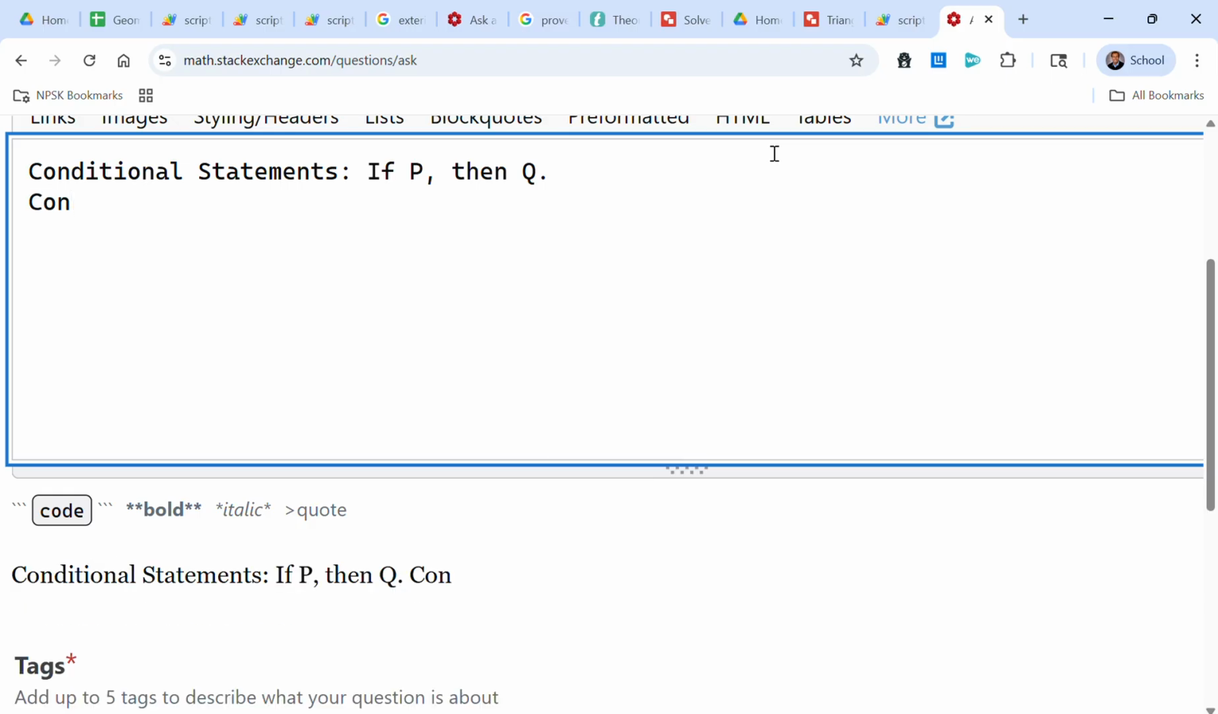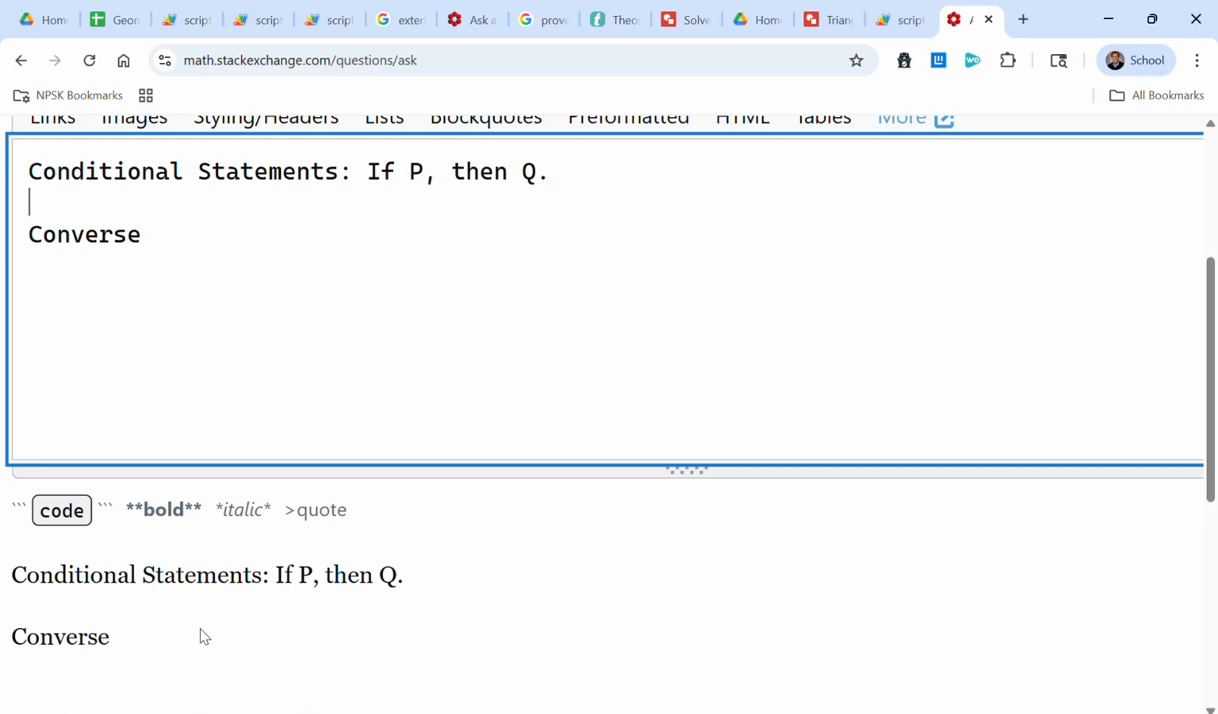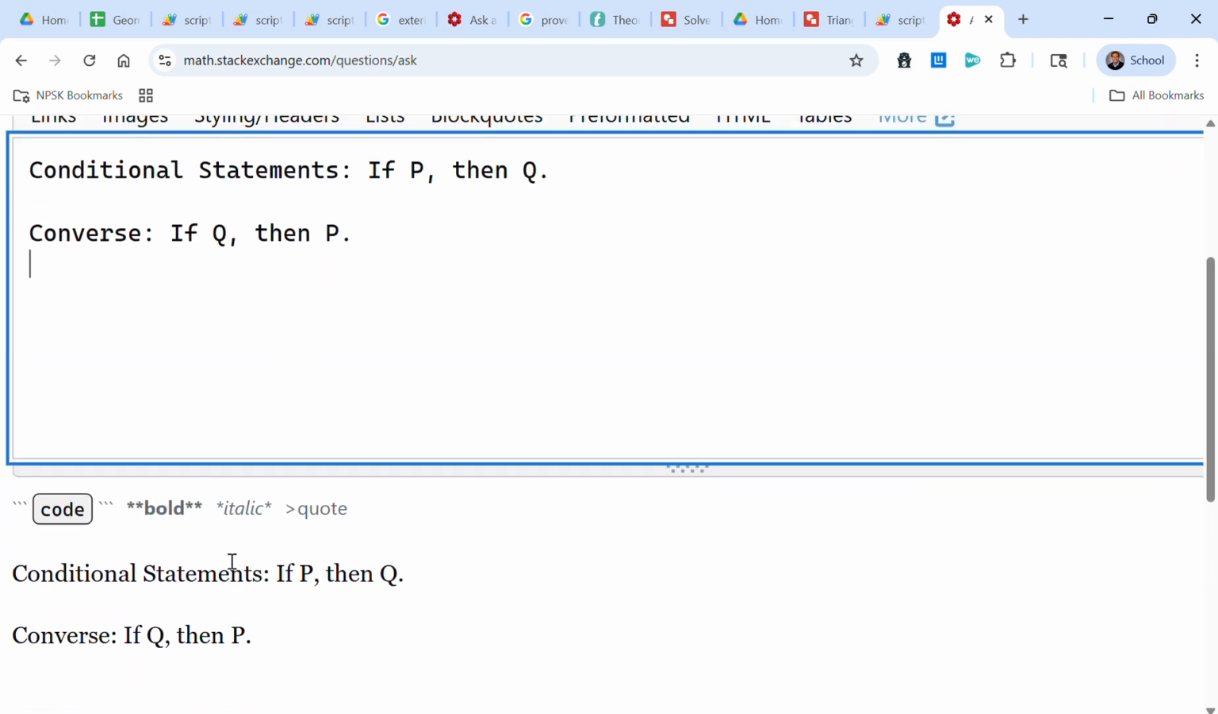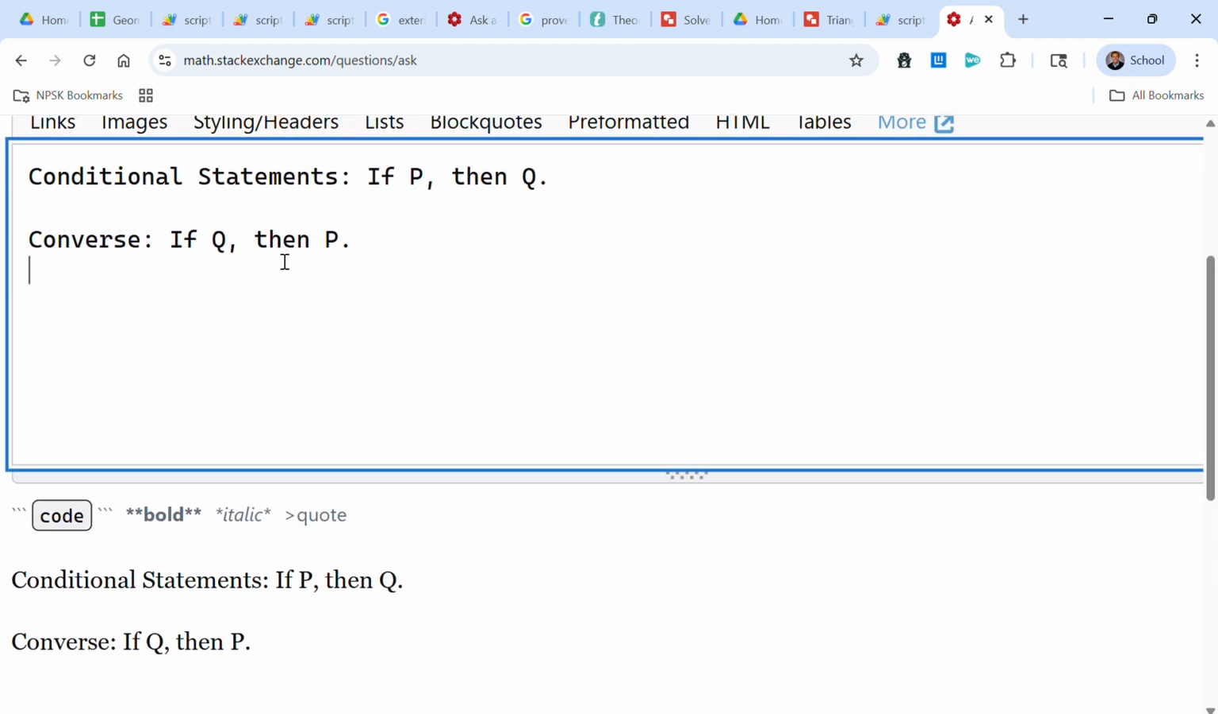And that would be known as the converse. So the converse of this statement would be if Q, then P. So that's what the converse is. These are not logically equivalent, but sometimes you wonder, maybe this other relationship happens, and this is known as the converse. And then we have what is known as the inverse.